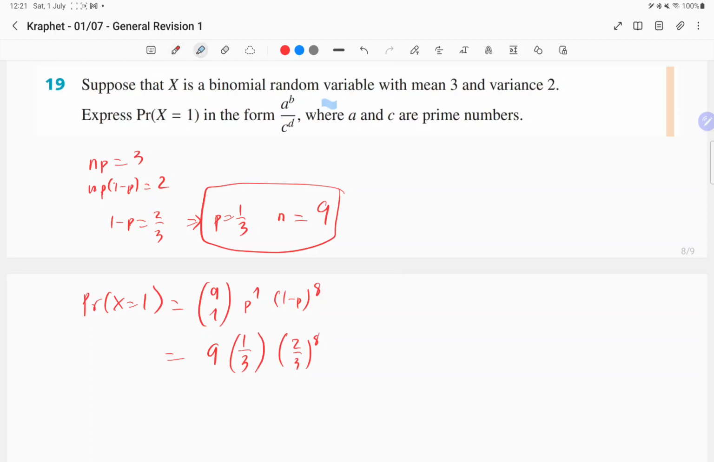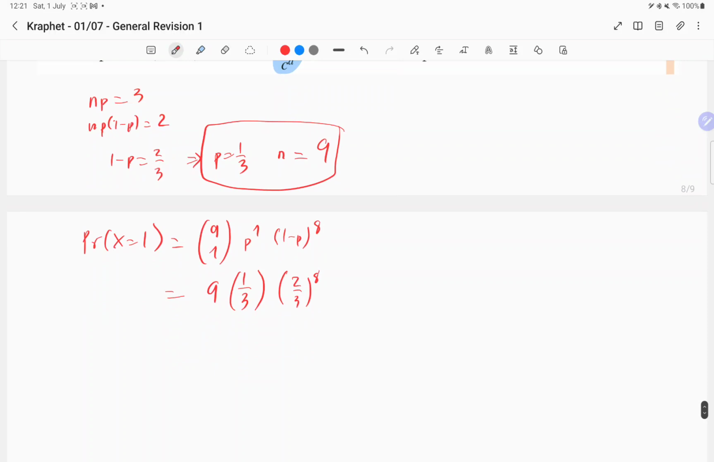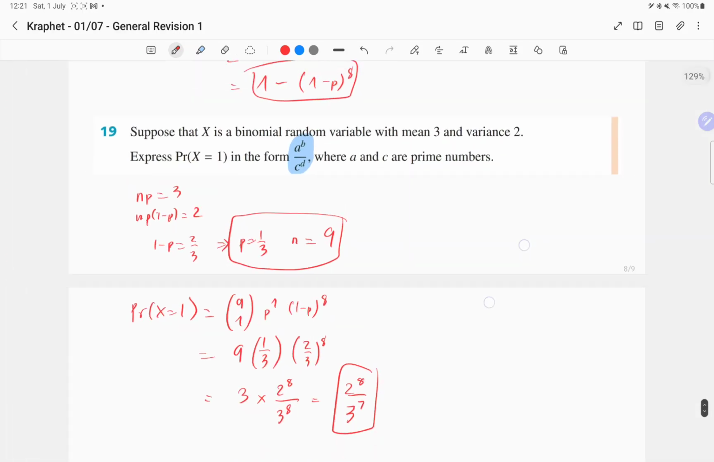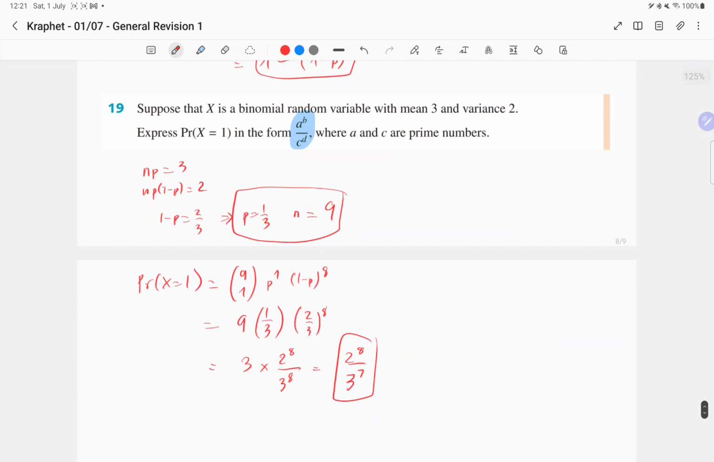If they ask you in this form, where A and C are prime numbers, they're asking you for the index laws. So now you have to combine them using index laws. That actually will be easier because you don't need to work out what 2 to the power 8 is. You just need to know the index laws. 9 times 1 over 3 is just 3, and then distribute the power in. The 3s on the top and bottom will cancel out, so that'll be 2 to the power 8 over 3 to the power 7. That's the final answer. That's the form with A and C as prime number bases raised to some power.